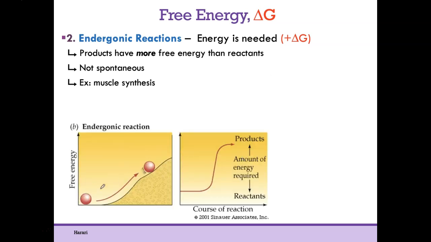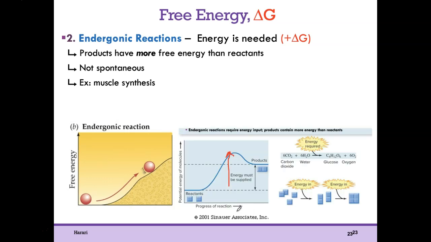So that's like going uphill, right? If you're starting off with low energy reactants, but you want to build them up into a high energy product, you need to input energy. So endergonic reactions require energy. And an example of that is photosynthesis. We're taking low energy CO2 and water, putting in tons of energy from the sun so we can make glucose. So that's an endergonic reaction.